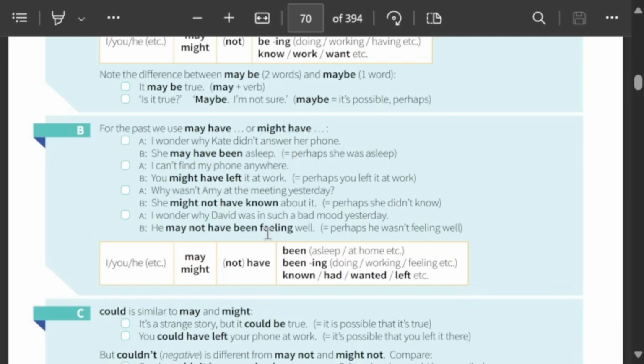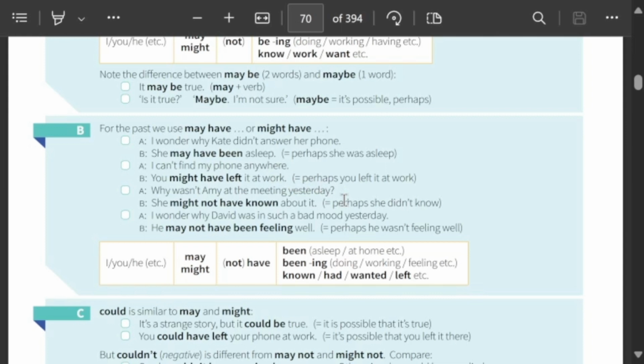Okay. I can't find my phone anywhere. You might have left it at work. Perhaps you left it at work. So you see the meaning is actually past. You could use simple past, but because of may or might, you don't say, for example, you might left. Do you understand? You might left is wrong. You have to use have. So you might have left it at work. Okay?